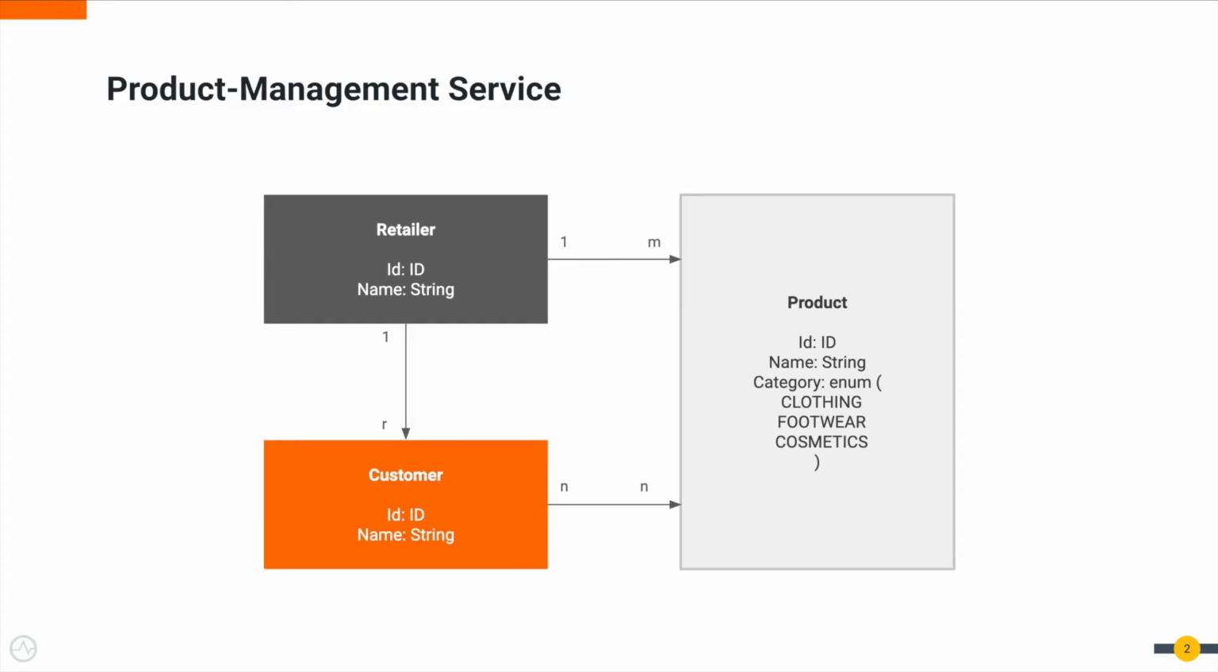So this is the example use case that I'm going to use throughout this demo. This is a product management service. If you look here, there is a retailer, and a set of products sold by this retailer, and a set of customers who are buying these products. I have implemented this entire service as a GraphQL API, and I have the GraphQL SDL schema for that service.